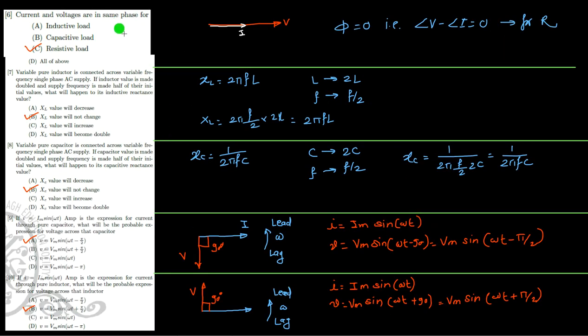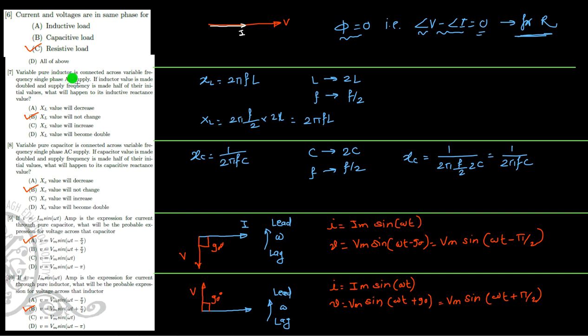The current and voltage are in the same phase for, okay, so voltage and current both are the same, which means phi is equal to 0. That is, the difference between the angle of voltage and the angle of current is 0. This is only true for a resistive load, hence it is the resistive load.